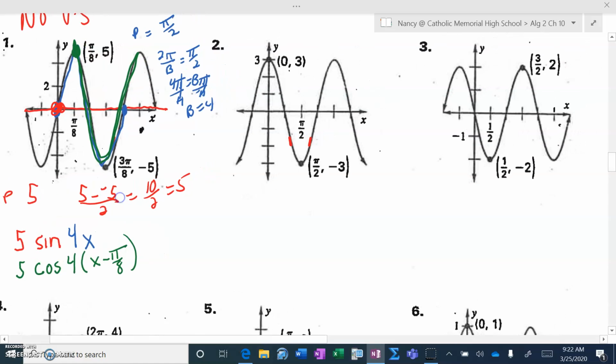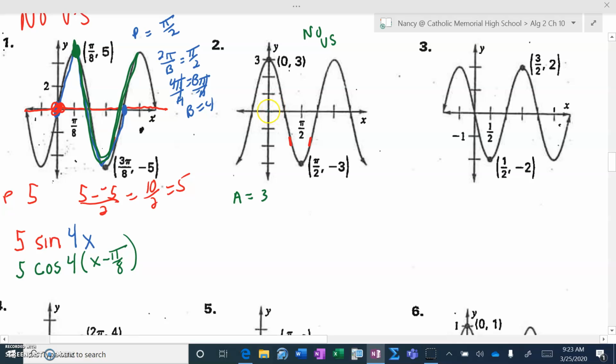If I look at number 2, again, I look at this graph and I can see I'm 3 up and 3 down below the x-axis. So there is no vertical shift. So once I say there's no vertical shift, I usually get my amp, and my amp number is, I'm 3 above the axis, 3 below, so amp is 3, or use the formula 3 minus negative 3 divided by 2. Amp is 3.